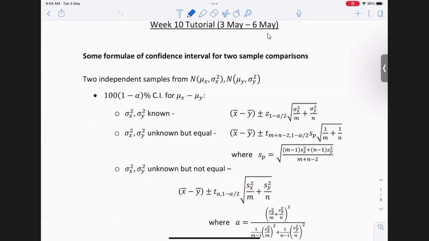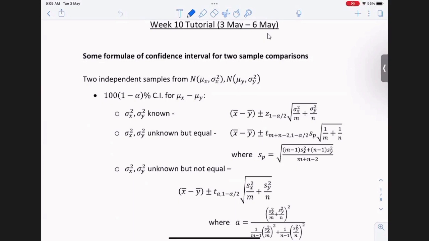Now if the population variances are unknown, they are not given, then we have two different situations depending on whether you assume that they are equal. If the population variances are unknown but assumed to be equal, then we have a common estimate of the population standard deviation, because there's only one population standard deviation if you assume that they're equal. We'll estimate it using a so-called pooled sample standard deviation, which is computed using this formula. And then the confidence interval will be constructed using this formula.